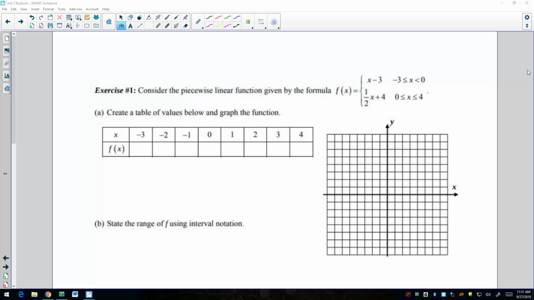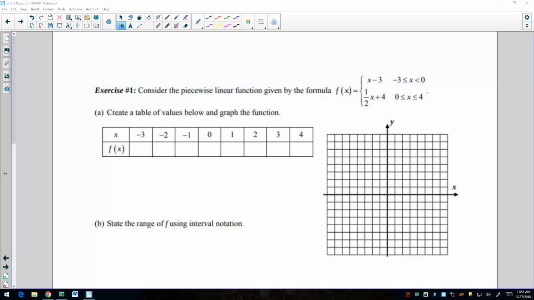This lesson is on 3.6, which is piecewise linear functions. So piecewise functions, you can think of it as a function made up of pieces. The pieces are usually given by two or more different equations. And then right next to each equation, there is an interval of the domain values they actually want you to use for that particular equation or function.